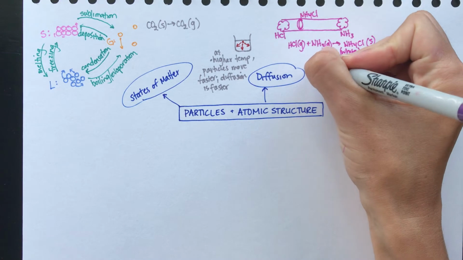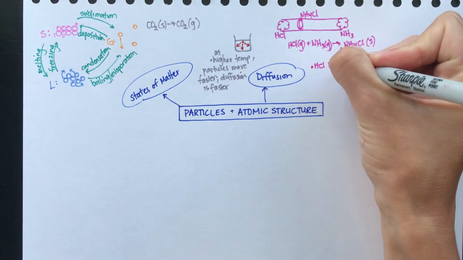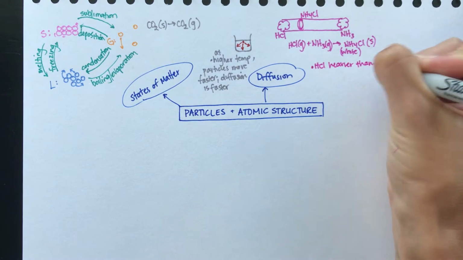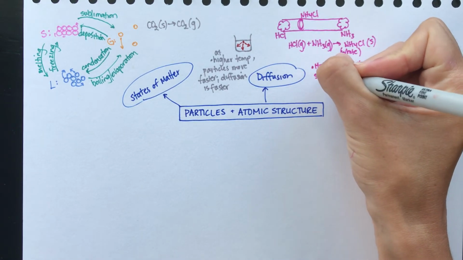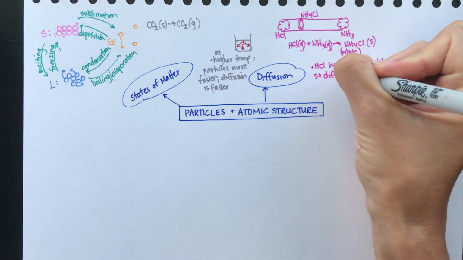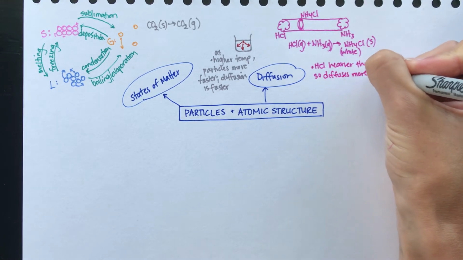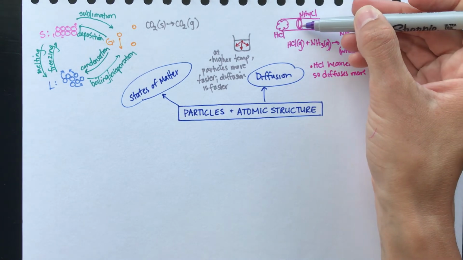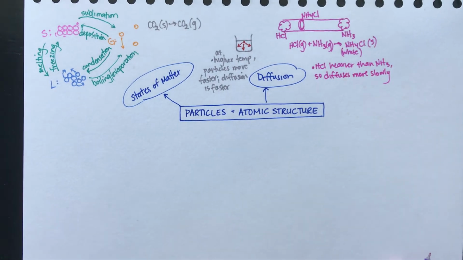HCl is heavier than NH3. So the particles move more slowly. And that is why the cloud forms over here. The NH3 particles were able to make their way all the way here before they met the HCl. All right, so that's diffusion.